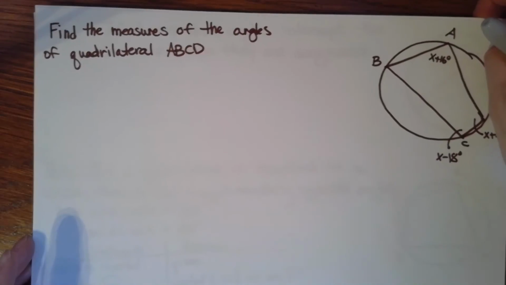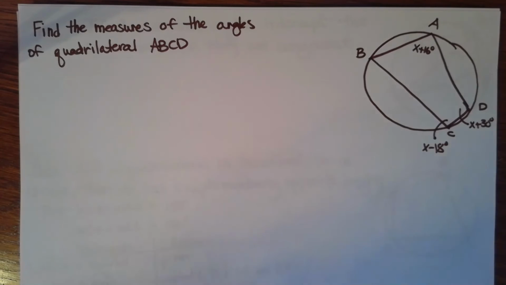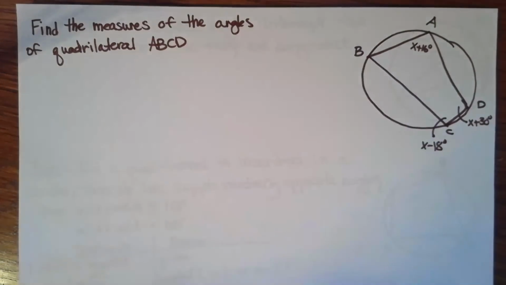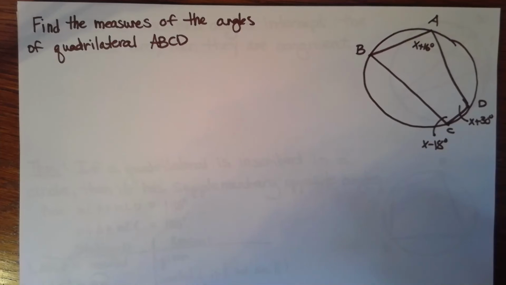All right. So let's go ahead and apply that theorem to this particular problem. So we want to find all the measures of the angles of this quadrilateral. So we're given 3 of them, or expressions for 3 of them. A is x plus 16, D is x plus 30, and angle C measures x minus 18. We're not sure what B is, so we'll have to eventually get to a place where we can figure that out. Okay, but we do know that because the quadrilateral is inscribed in a circle, A and C are going to be supplementary, and B and D are going to be supplementary.